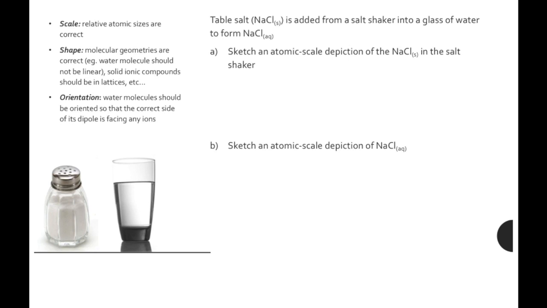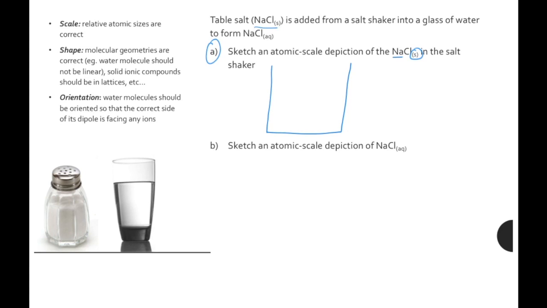The question says that table salt, which is sodium chloride solid, is added from a salt shaker into a glass of water to form aqueous sodium chloride. Part A asks us to sketch an atomic scale depiction of the sodium chloride in the salt shaker. So that is solid. Let's just draw our salt shaker.